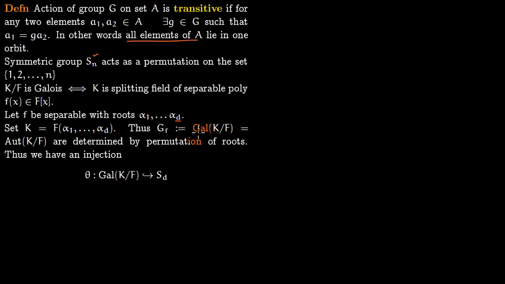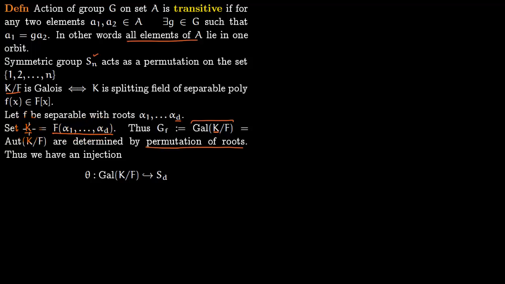And now you know the Galois group is the group of automorphisms of K which fix F, where K is just F adjoined with all the roots of our separable polynomial. This Galois group is determined by the permutation of the roots. Notice that this K is precisely this, and we are keeping F fixed in the automorphisms. So if F is fixed, the only thing you are permuting are these roots.